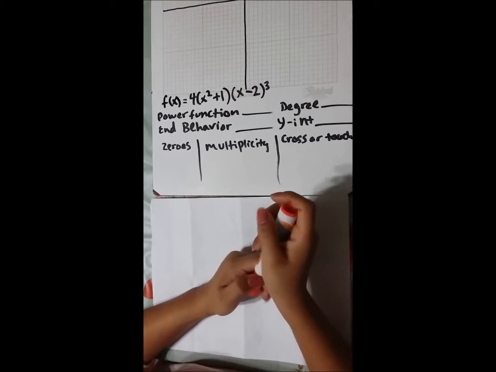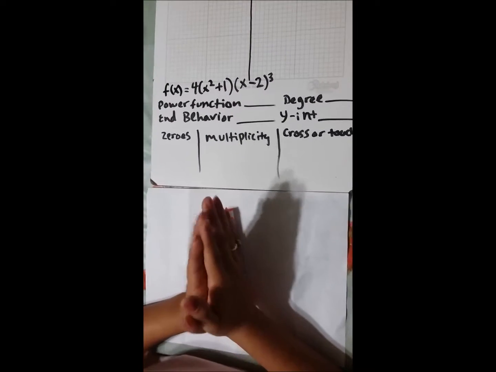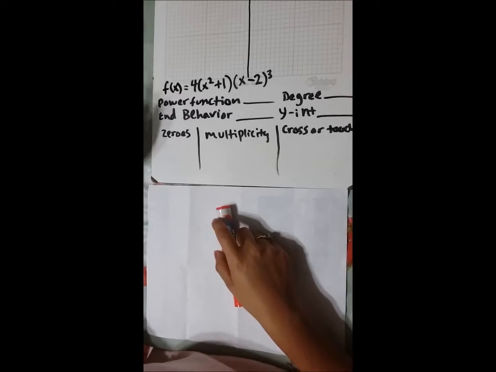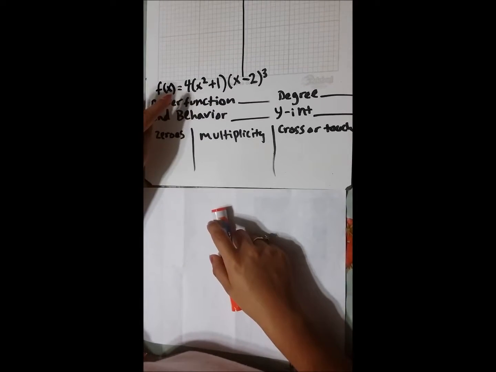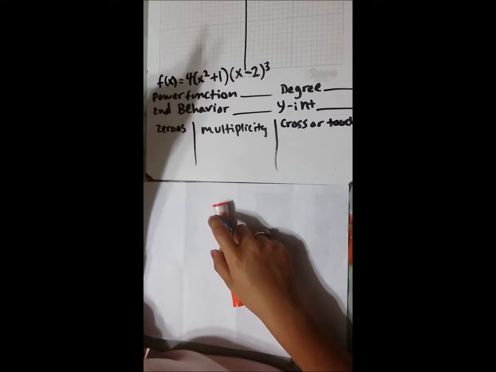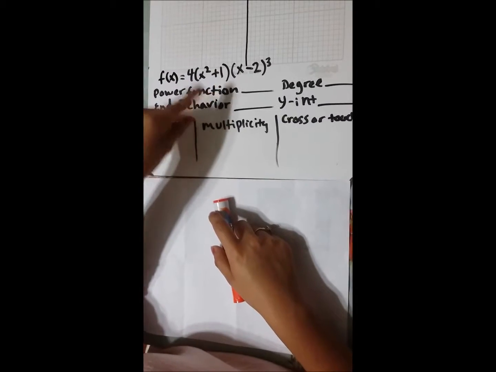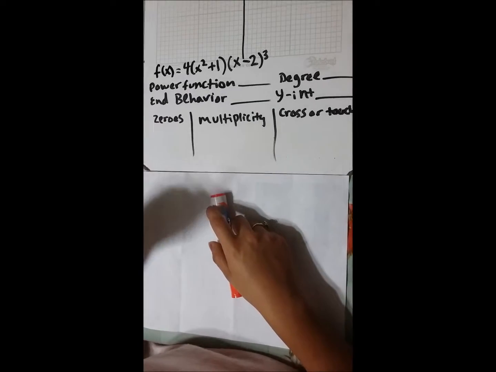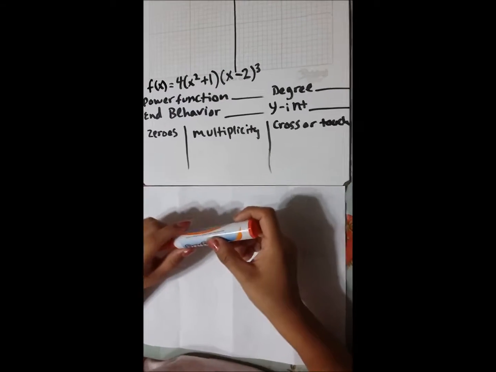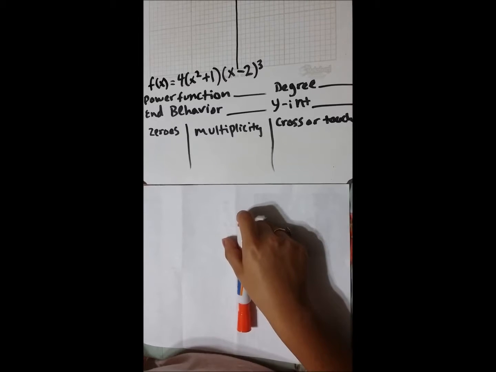Polynomial functions. We're going to be solving one of those equations today, and we're going to start with this example of f of x equals 4 open parentheses x squared plus 1 close parentheses open parentheses x minus 2 close parentheses to the third power. Now we're going to start by solving the power function.